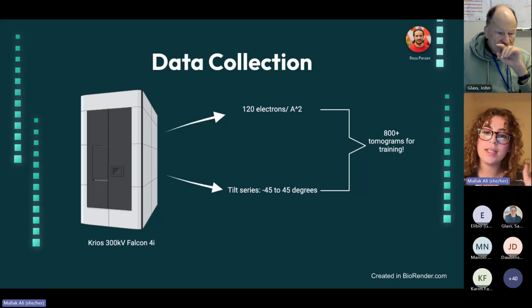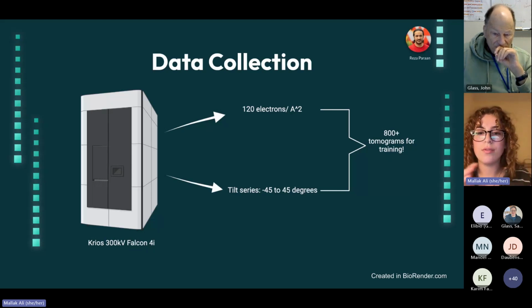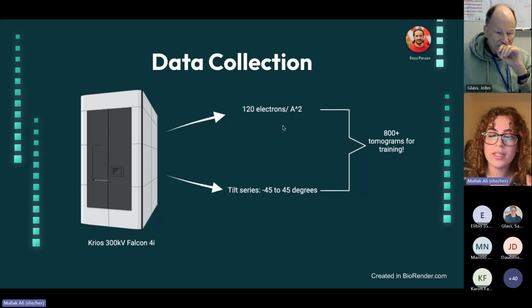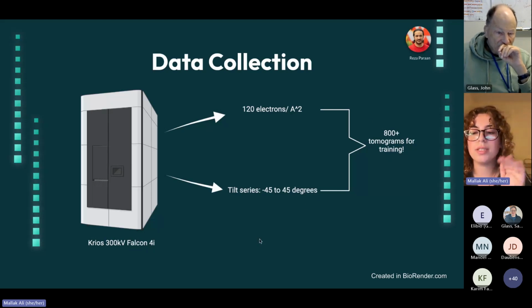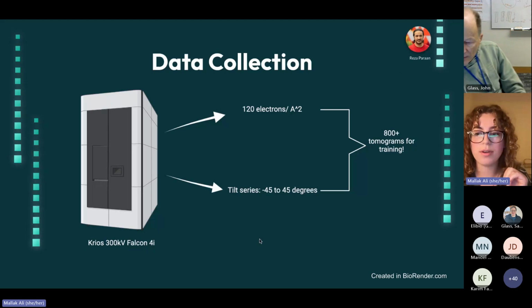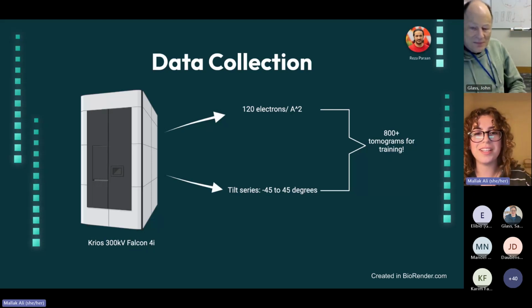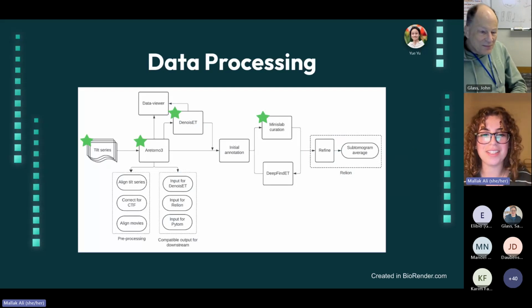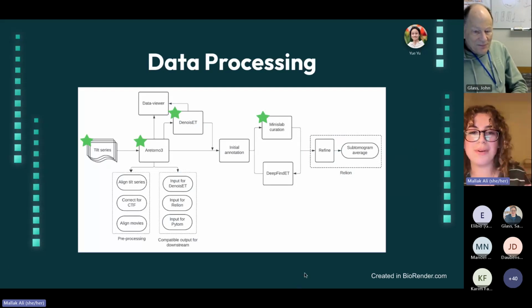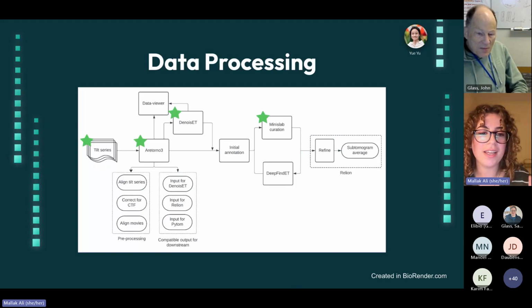And then we collected a tilt range of 45 degrees. You can go anywhere from 45 degrees to 60 degrees, depending on your sample. So from this, Reza, who curated the data collection, was able to collect more than 800 tomograms over 4 data sets. So from data collection, we go into data processing. I'm not going to touch on all these details considering time, but I will touch on the most important parts for the presentation today.